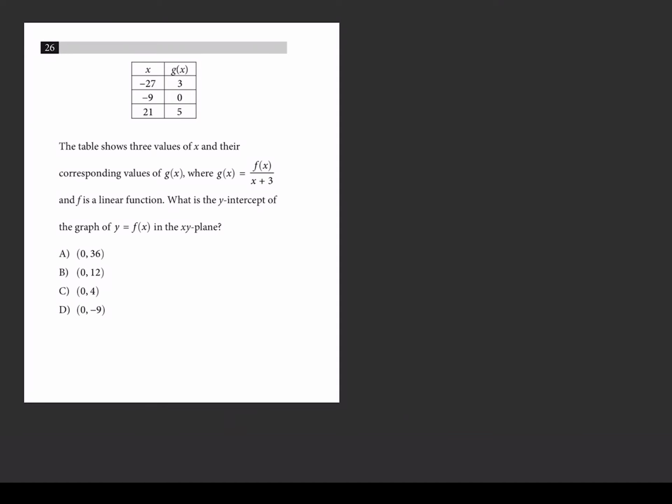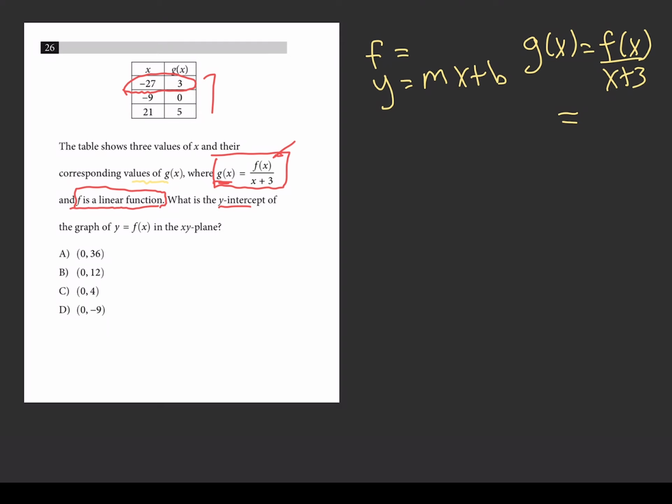26, we're talking about some functions here. We've got a g of x and an f of x. Okay, so I've got x is negative 27, so I'm going to put in a negative 27 for this x. Negative 27 plus 3. And I'm still leaving f of x up there because I don't know what it is. But the g of x value when x is negative 27, that was this 3. So I'll put in a 3 for that. That is equal to 3.